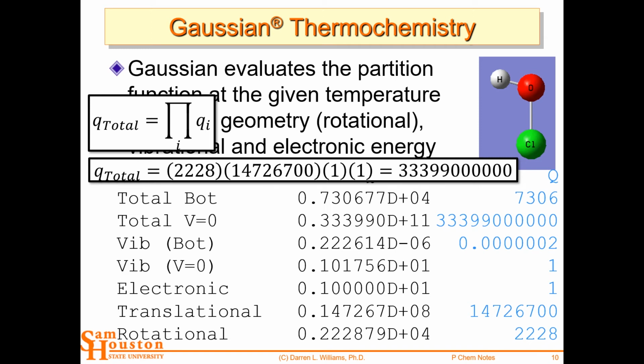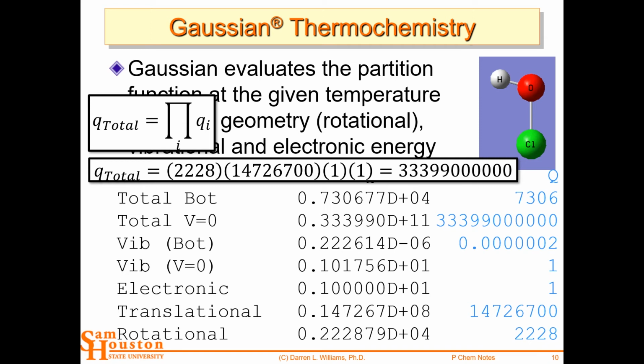And so where does most of the energy levels come from? Well, it's the 14 million translational states that are populated. But there's also 2,000 rotational states that are populated. But there's only one vibrational state at each vibrational motion that's populated. They're all in the v=0 state for the bend and for the COH stretch and for the OCL stretch.